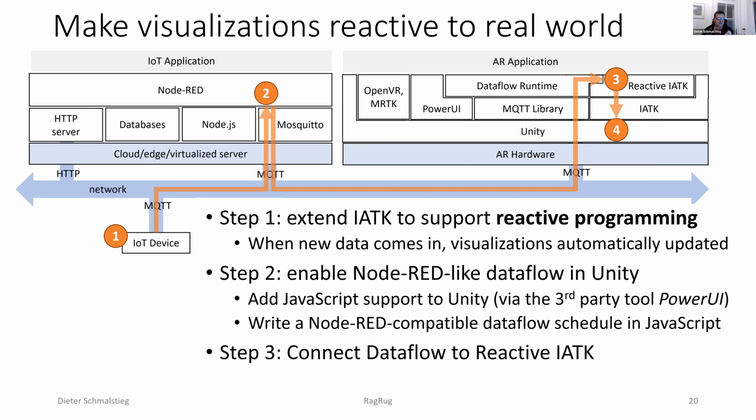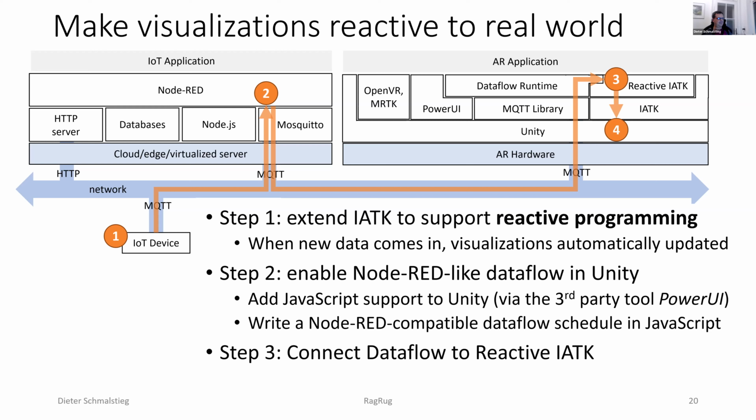That sounds a little daring. Actually, first you need to add JavaScript support to Unity to replace the C# layer, or to extend the C# layer, let's say. Third-party tools for that purpose exist, which we're using, and work surprisingly well. And now that we have this JavaScript support on a language level, we can write a Node-RED compatible data flow scheduler in JavaScript with a very small amount of code.